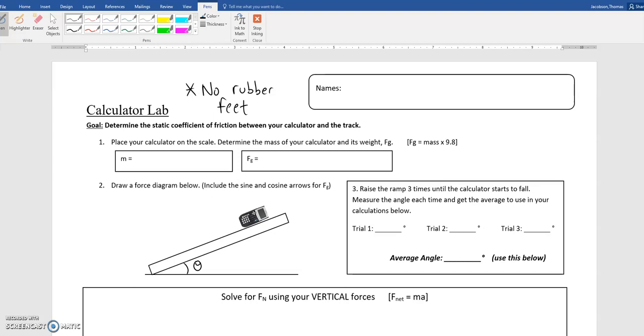Hi class. In case you're still struggling with ramps and how to do this calculator lab, I'm going to go ahead and make up some fake data here and show you how to solve for the coefficient of static friction between your calculator and the ramp.